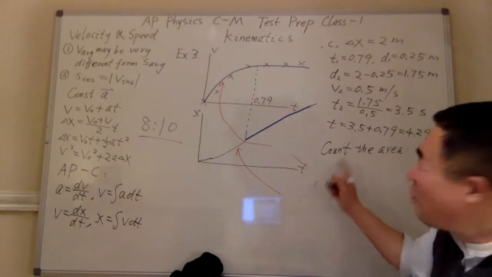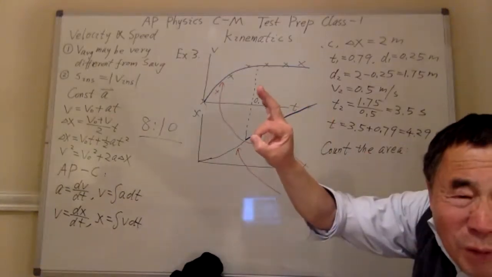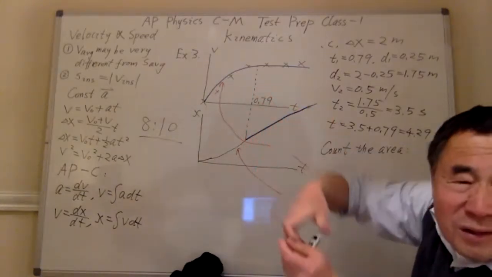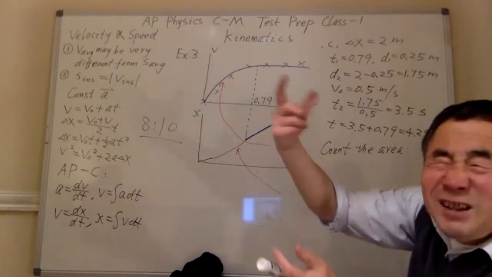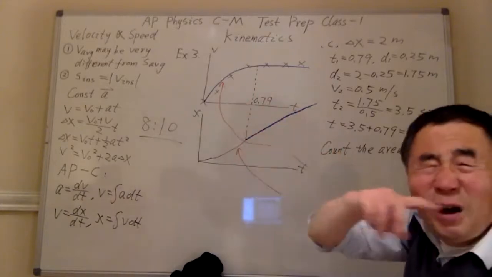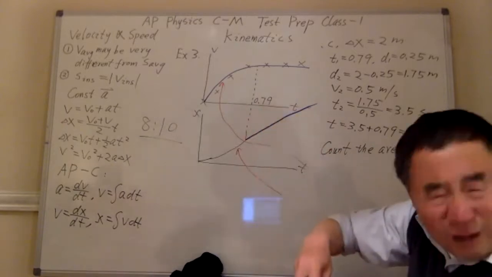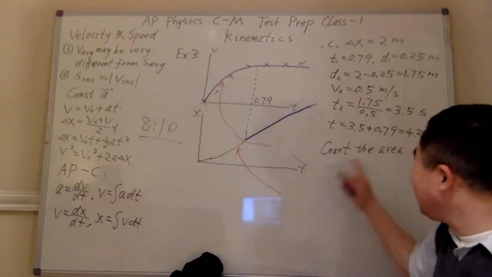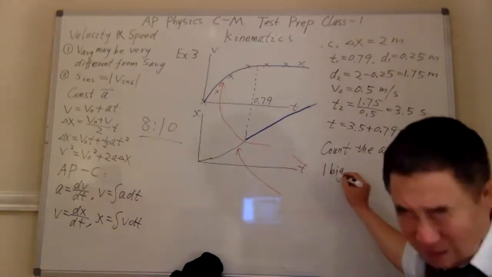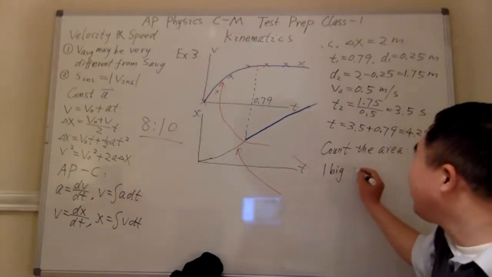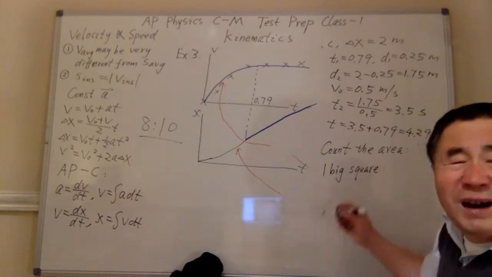Number one, counting the area. Do you count the small box or the big box? The official solution counts the big box, since they involve a lot of area. They count the big square, because we have a small square and we have a big square.